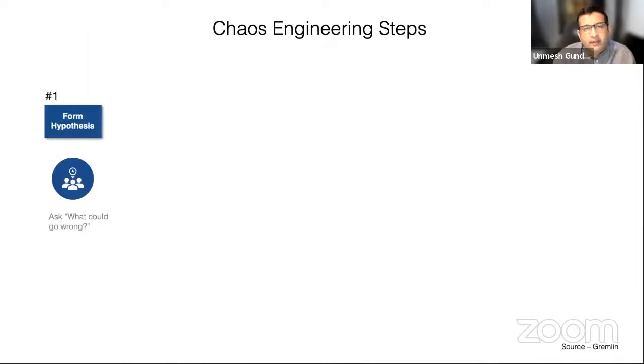In order to implement chaos engineering, you can follow these 6 steps. First, you form a hypothesis, which means you find out what could go wrong in your system. Let's say you're building a distributed system with a bunch of microservices. What could go wrong? Let's say you're deploying the system in different regions and different availability zones. You might come up with scenarios where one of the regions can go down, one of my dependent systems can go down, or my database can go down.